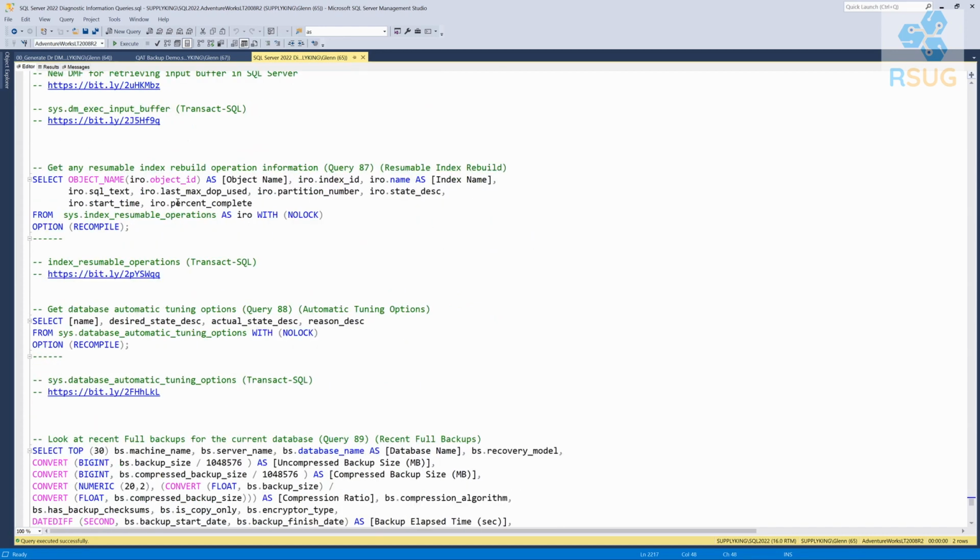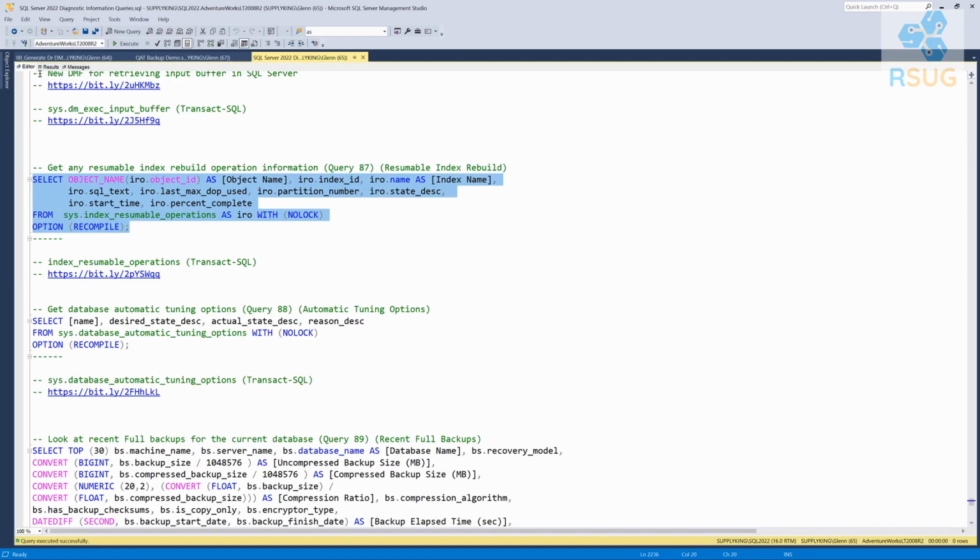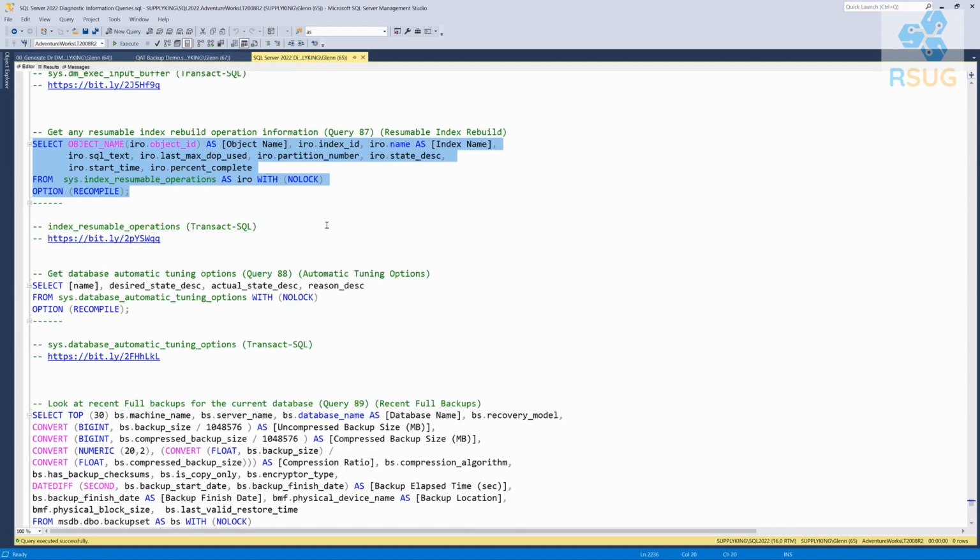And then there's a new feature they added in 2017 and they enhanced it in 2019 and 2022. It lets you do resumable index rebuilds and creation now. So if you had that going, this would spot that, oh yeah, I was trying to build an index on this huge table and I stopped it. So now I can find it again and not just forget about it with this query.